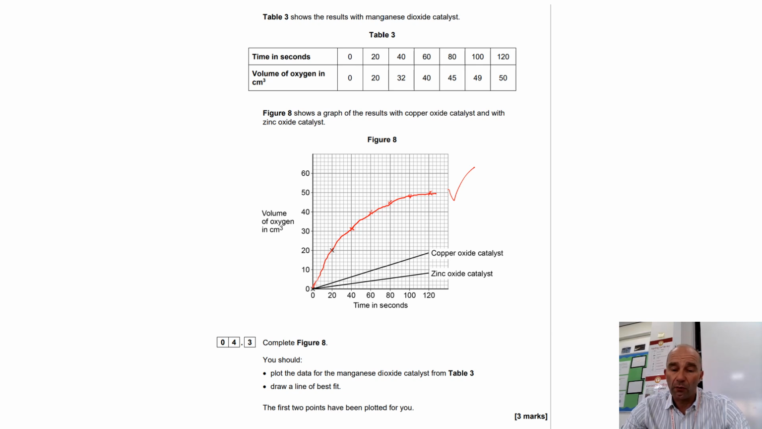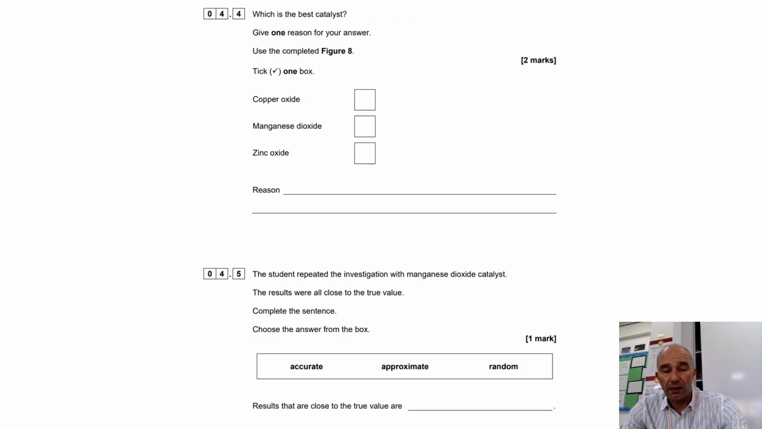If we were going to rank these in order, manganese dioxide is the best catalyst, copper oxide would be next best, and then zinc oxide is the worst. We don't have to talk about that. We just have to explain why the manganese dioxide is the best. So we would tick that box, and the reason being we have the steepest curve, steepest gradient, and there's our second mark for the explanation.